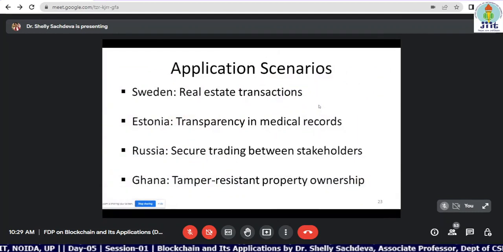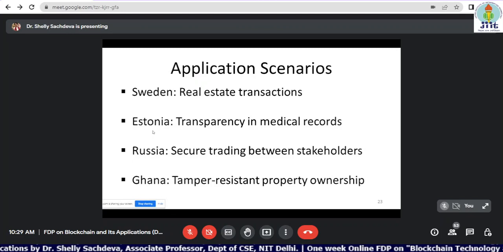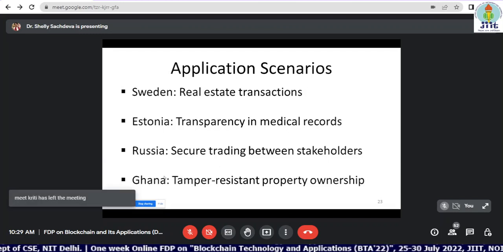Sometimes we say that, okay, blockchain is going on and on, but is it really useful nowadays? Or are there really some application scenarios which are working? So yes. Sweden is having real estate transactions. Estonia is having transparency into the medical records, right? Russia is also implementing, and secure trading between the stakeholders is possible in Russia. And in Ghana, we have tamper-resistant property ownership. So these are some of the application scenarios that are there.